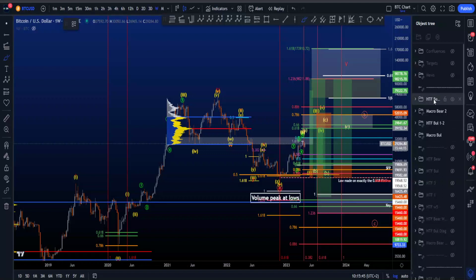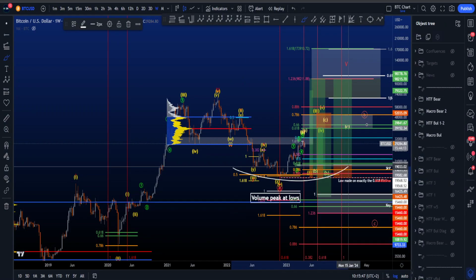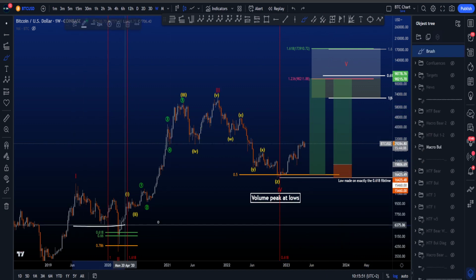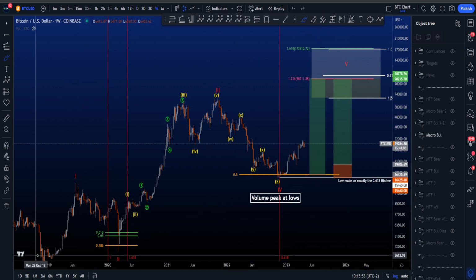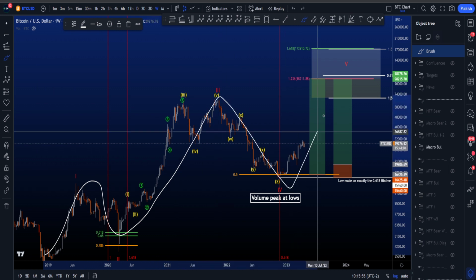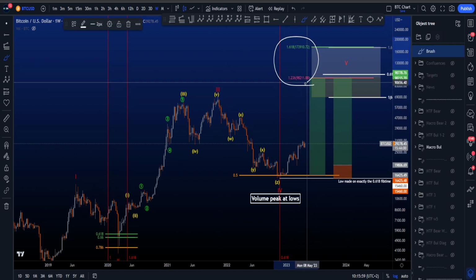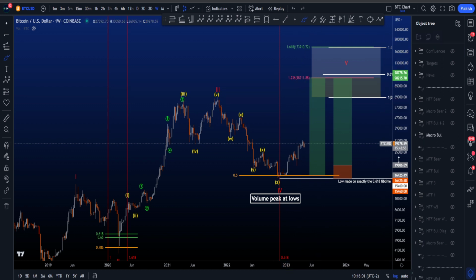Hi everyone, let's run through my preferred bullish and bearish scenarios on the macro and the high time frame, including potential trading setups. Starting with the macro bullish Elliott Wave scenario on Bitcoin, where I'm looking for this to be a wave 1, 2, 3, 4, and then a wave 5 to the upside, where the most common target area for wave 5 is between 100k and 174k.